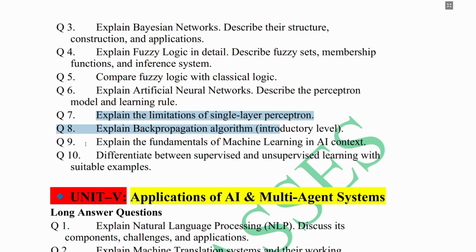And the next question is: explain the fundamentals of machine learning in the AI context. The last question of Unit 4: differentiate between supervised and unsupervised learning with suitable example.